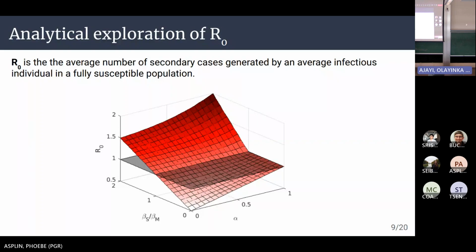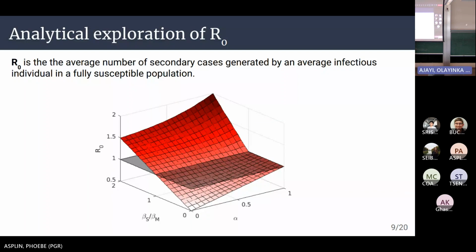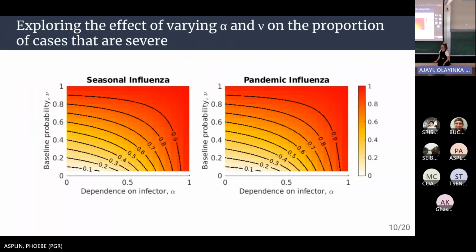This axis is the ratio between the transmission rate for severe and mild, and the line down the middle is where they're equal, and then here mild is more transmissible, and here severe is more transmissible. And you see that in either case, R0 still increases with alpha, which is what we expected. You can also look at the proportion of cases that are severe, and again, as predicted, as alpha increases, the proportion of cases that are severe increases, and when nu increases. And then we get these contours where the proportion of cases that are severe is constant.